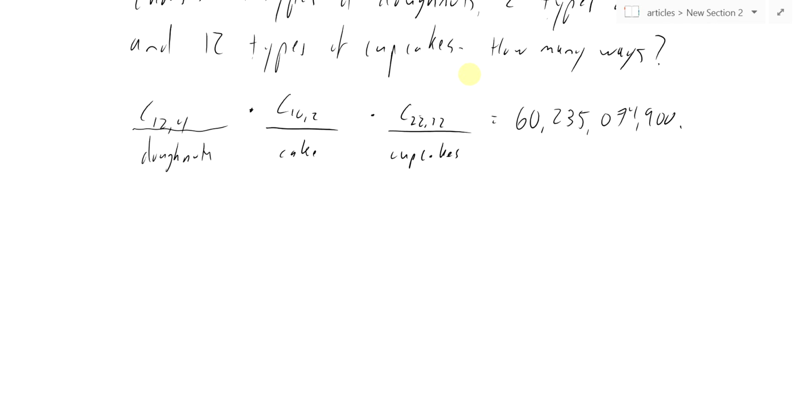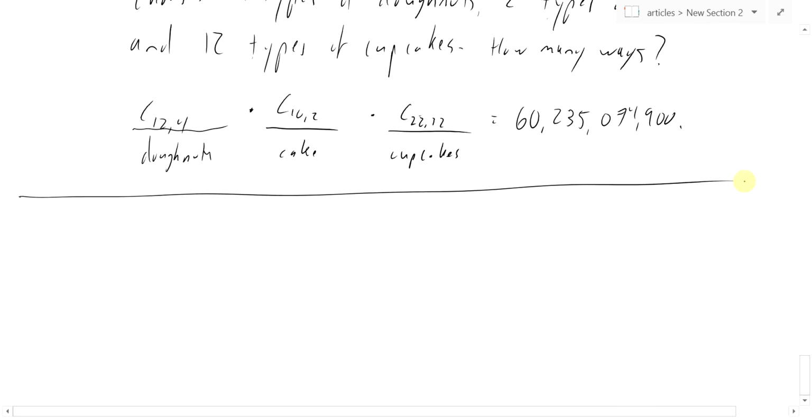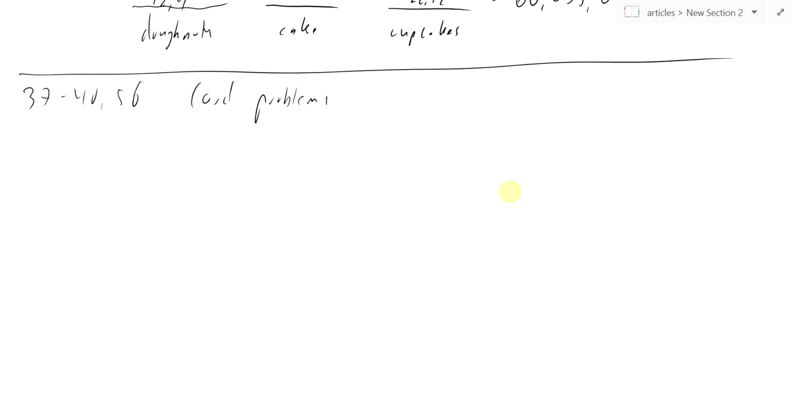Now, card problems, 37 through 40, and secretly 56. Dealing with a deck of cards, and decks of cards again are sort of classic permutation and combination, well, combination kinds of problems. So let me lay out what a deck of cards looks like. There are 4 suits: hearts, let's get the red ones together, hearts and diamonds, and clubs and spades.